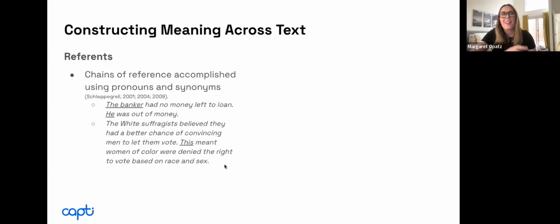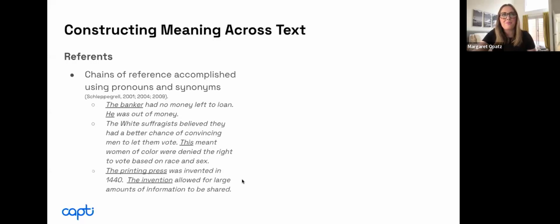So this packs in a lot of meaning, and it's kind of like this hidden meaning. So if you said, okay, what is this referring back to? Students would have to be able to summarize this previous sentence to be able to say what this truly means. Okay, so the first two were pronouns, and now this final one is an example of a synonym.